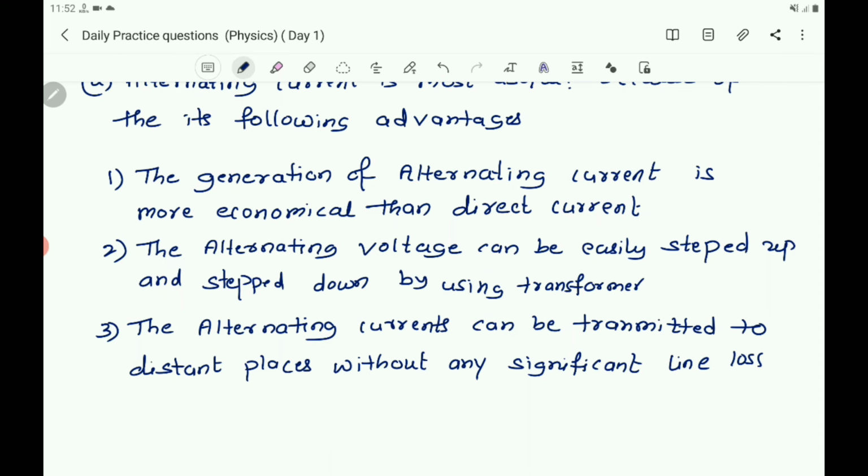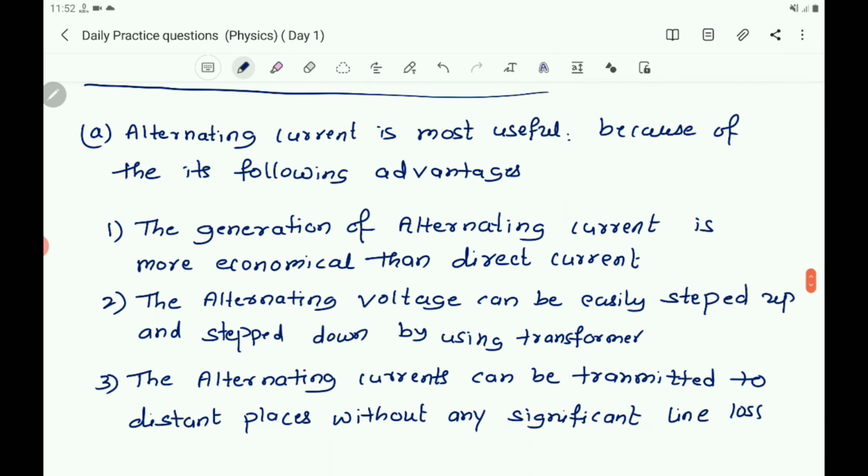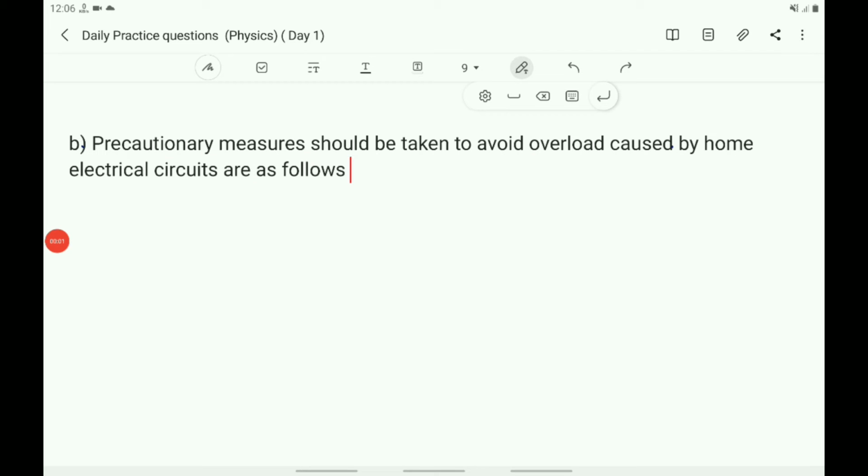Here alternating current is most useful because of the following advantages. Generation is economical, you can easily step up and step down, and it can be transmitted to distant places without any significant line loss. Now let us answer the B question.